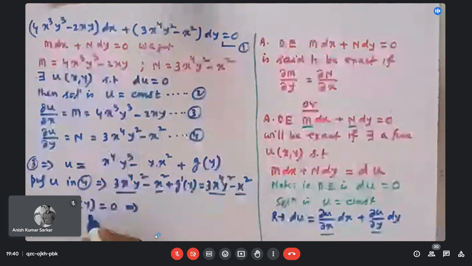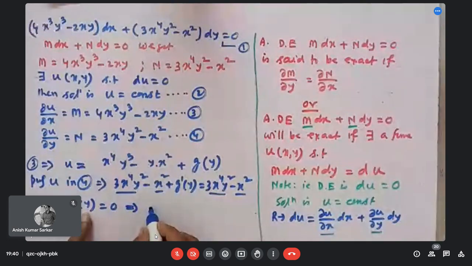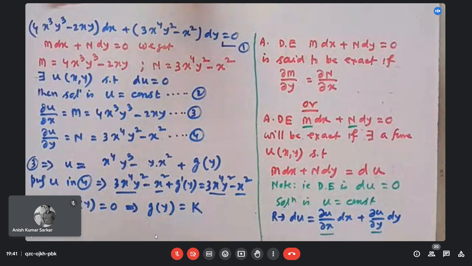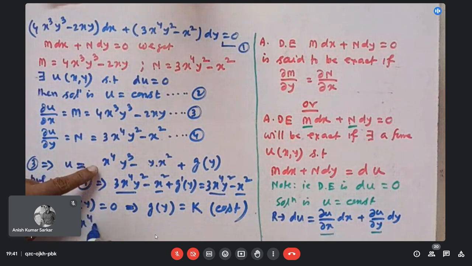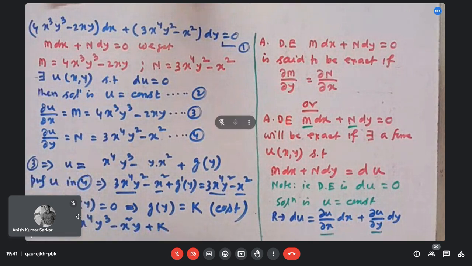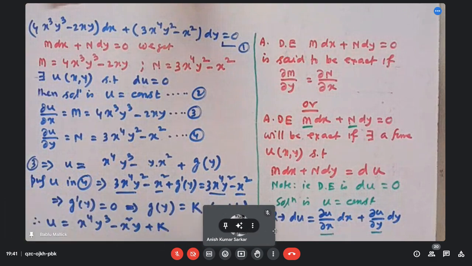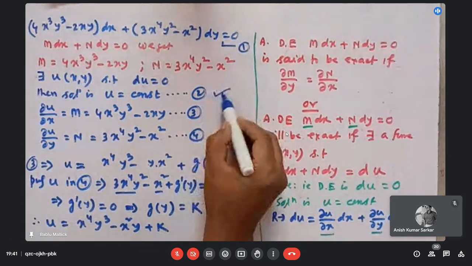Now again integrating we get g of y is equal to some constant k, which is constant. Therefore u is equal to, put here, u is equal to x to the power 4 into y cube minus x square into y plus k. And this is the solution.